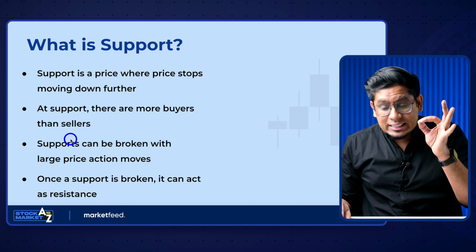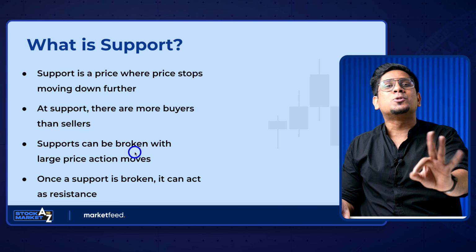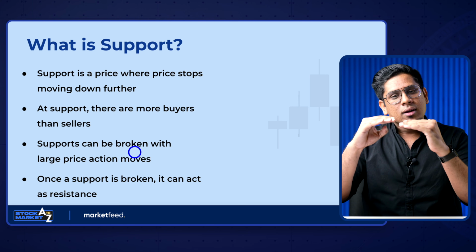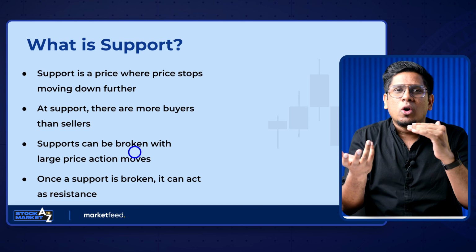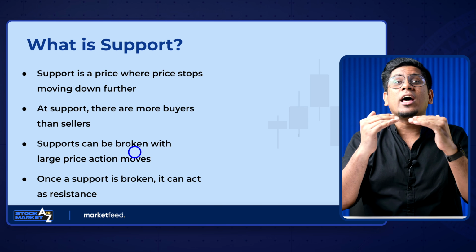Since a lot of buying happens there and less selling happens there, the stock will move up from there. Very clear. Just like we saw in resistance, supports can be broken with large price action moves. Again, maybe the stock has come down till a support, and from there, maybe the stock is not doing well, the fundamentals are not great, and a lot of sellers are interested in selling it.